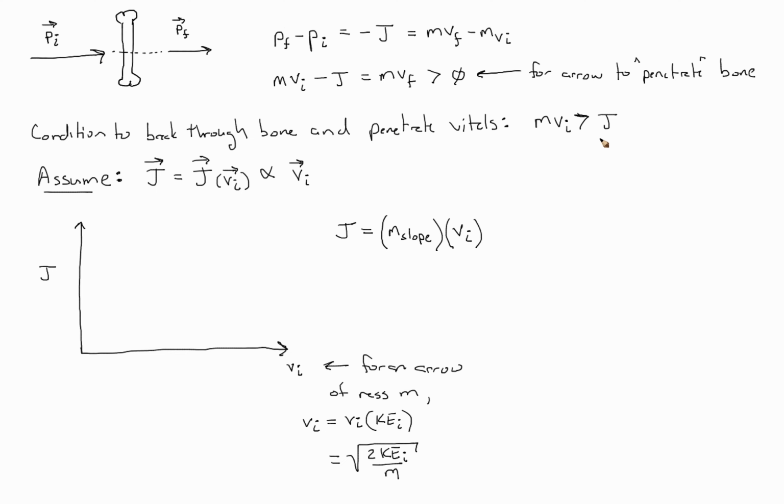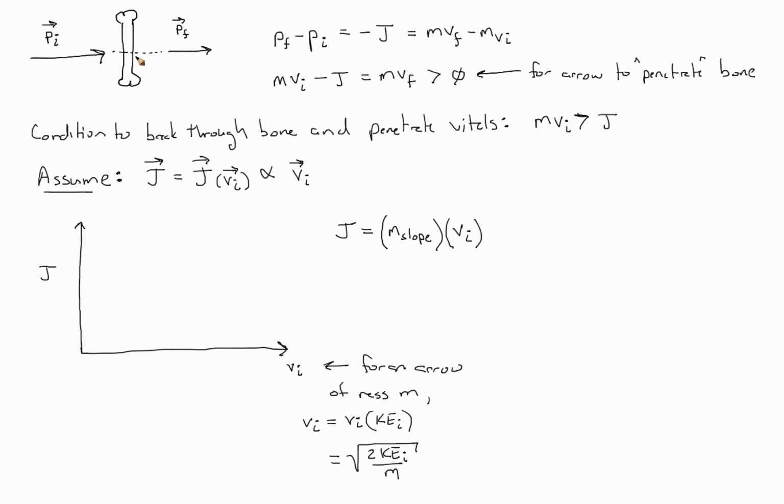So let's look at this condition for breaching heavy bone, and let's see what we can learn from it. We're going to make the simplest assumption that we can make. I will try to justify this assumption a little bit momentarily, but the simplest assumption is that the impulse is a function of the impact velocity. That is, if the arrow is going faster, the impulse that will be applied is larger. If the arrow is going slower, then the impulse that's applied is smaller.